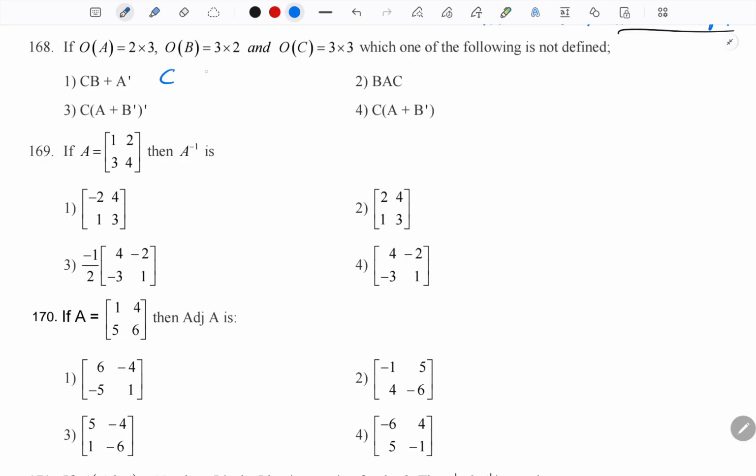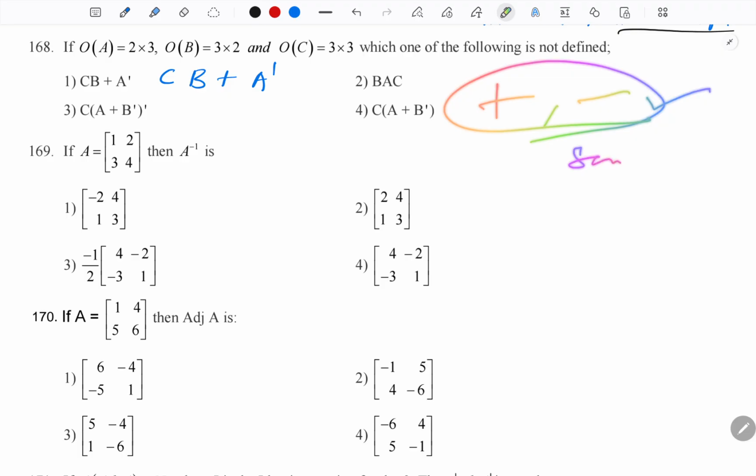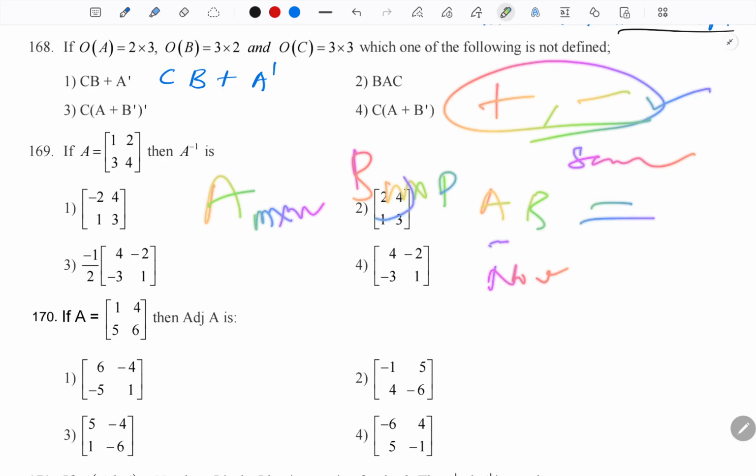C B plus A transpose. And also students, whenever you want to add or subtract, both orders should necessarily be the same. And if you want to multiply any two matrices, suppose A is m by n and B is n by p, the number of columns of the first matrix and the number of rows of the second should be the same, then we can do the product, otherwise impossible. Clear? Then what is the resultant?